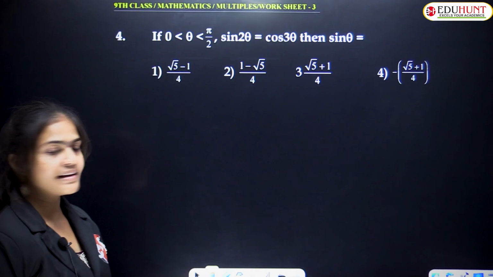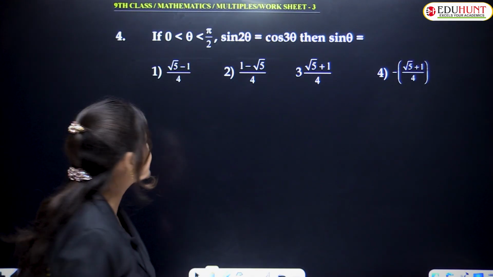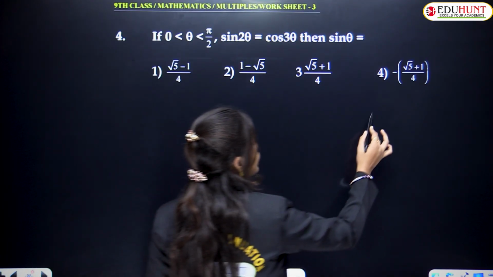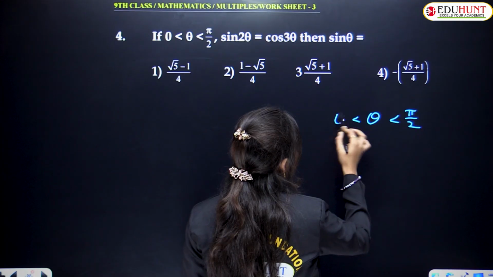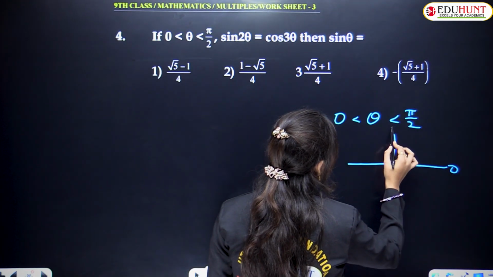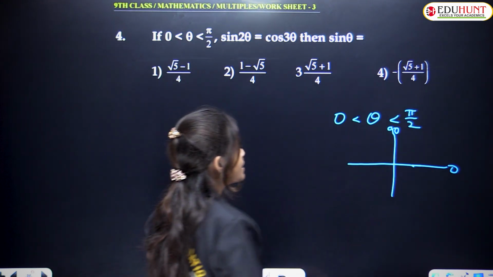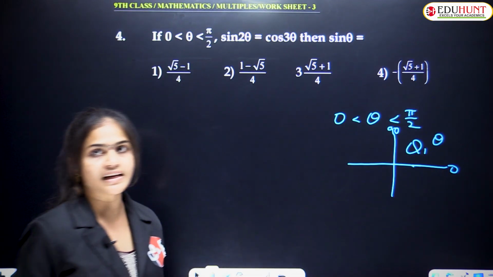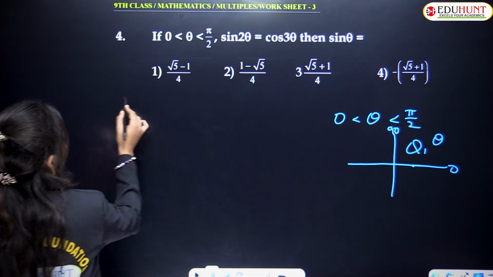See here, next question. If 0 is less than theta is less than pi by 2, which means theta lies between 0 and pi by 2. So here this is 0 and this is 90 degrees. Pi by 2 is nothing but 90 only. So theta is in Q1, quadrant 1. So what is given here?